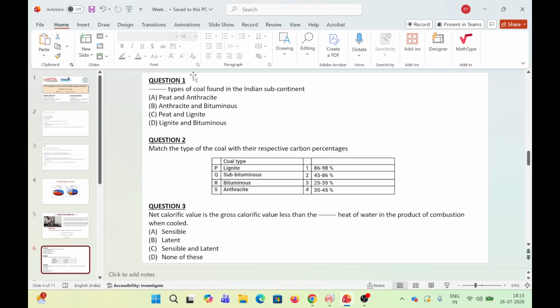Yes, lignite and bituminous. Okay, any other answers? Anyone? Sir, peat and lignite. Peat and lignite. Okay, anyone else with any other answers?